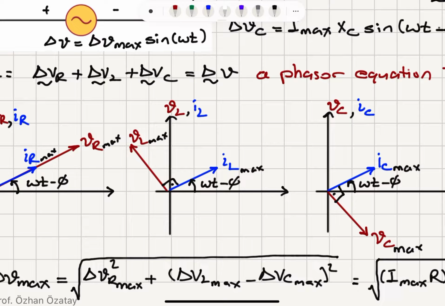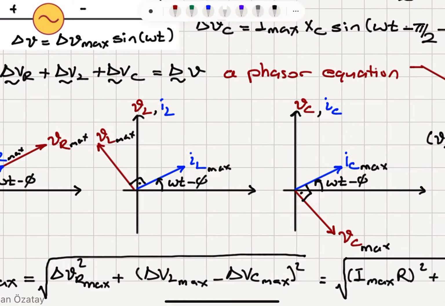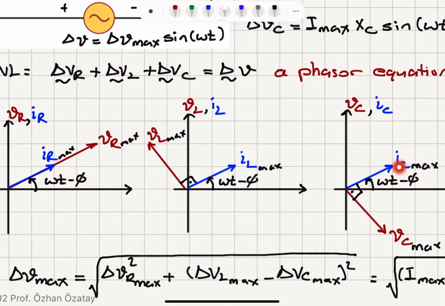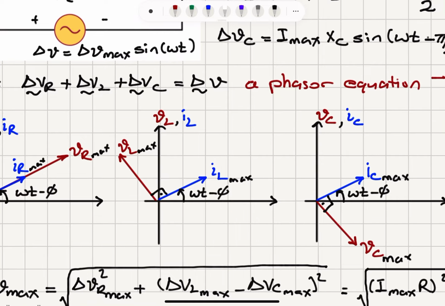The current phasor will be identical in all three circuit elements because of the series connection. It's I max sine omega t minus phi. That's the current, so the magnitude is I max. So this magnitude and this magnitude are the same, and its projection onto the y-axis is I max sine omega t minus phi, as expected.